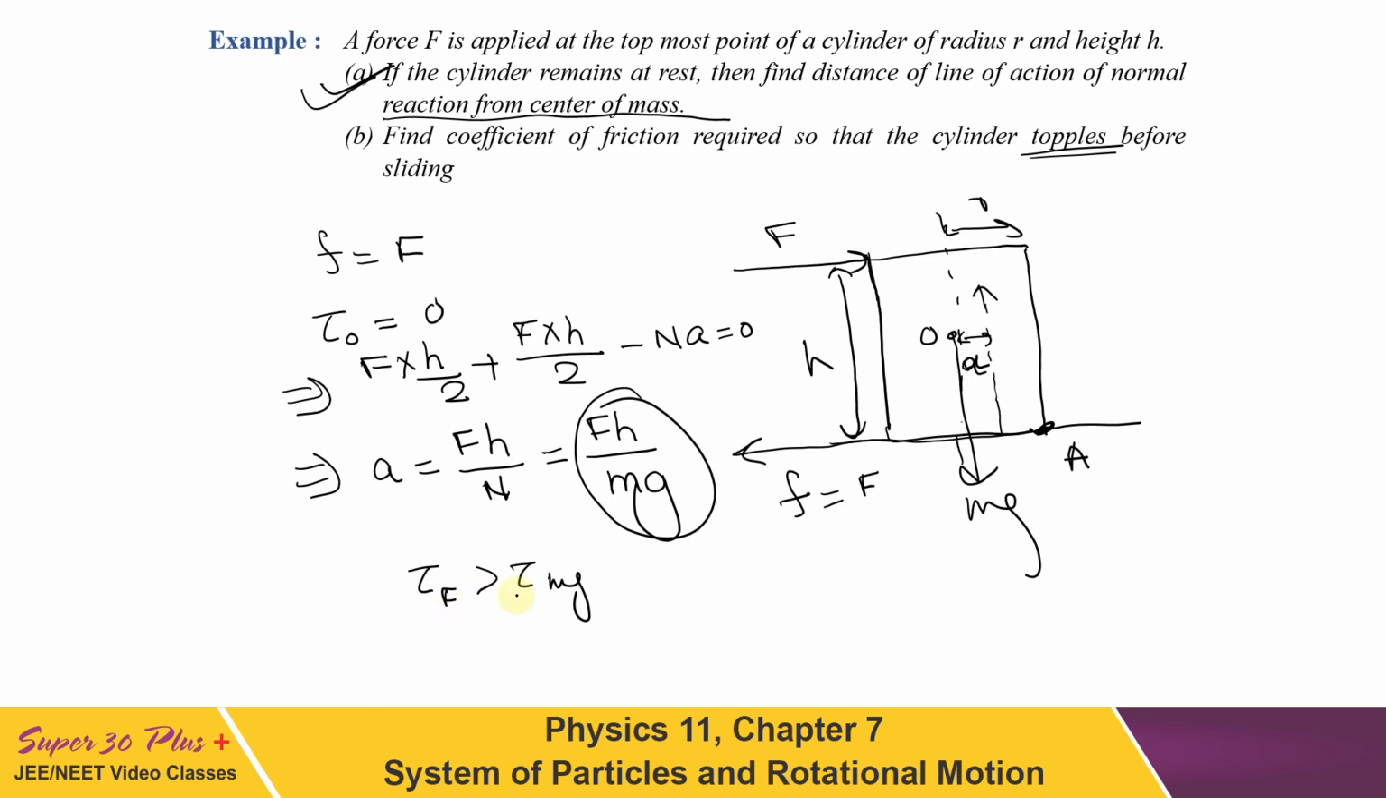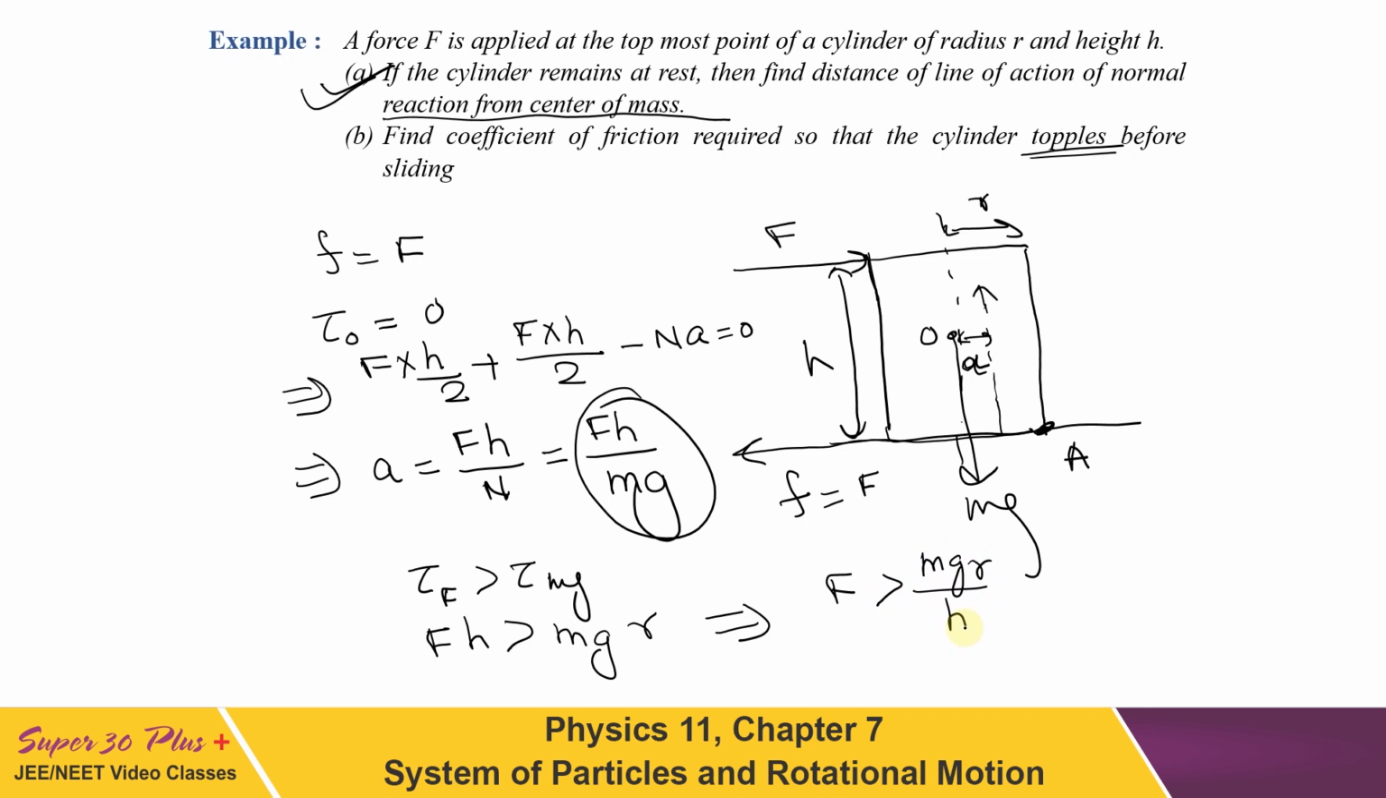What is torque of F about A now? It can be written as F into h, which should be more than mg r, because its radius is given r. So from A, the distance of center of mass is r. From here we got the condition that F should be greater than mgr upon h.